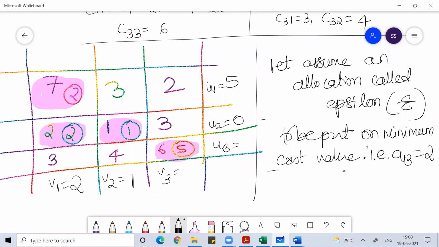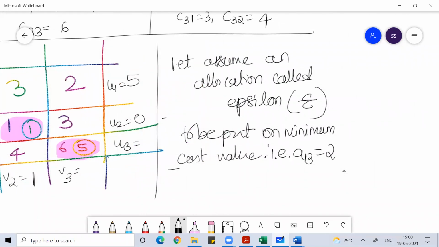So what is this epsilon? Epsilon is a dummy allocation. It is basically a dummy allocation which I'm putting on the minimum cost element, guys. In this matrix, we'll figure out the value which is the minimum.